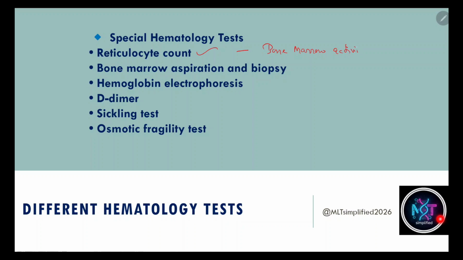Bone marrow aspiration and biopsy is the gold standard for many hematological malignancies. Hemoglobin electrophoresis is important for thalassemia diagnosis. D-dimer helps rule out thrombosis. Sickling test and osmotic fragility test: we will make a separate video for these two tests.